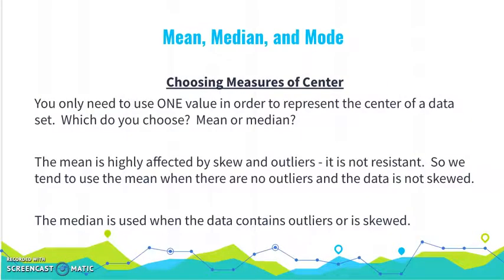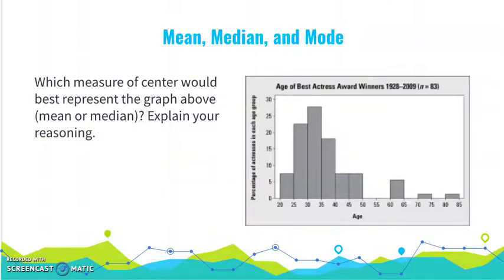Now, how do you decide which of the values you really need to use to describe it? Well, we use mean when it's not really affected by any outliers or tails. So we would use it when it's not skewed. And we use median when it is skewed. Which measure do you think would be best used here, and why?